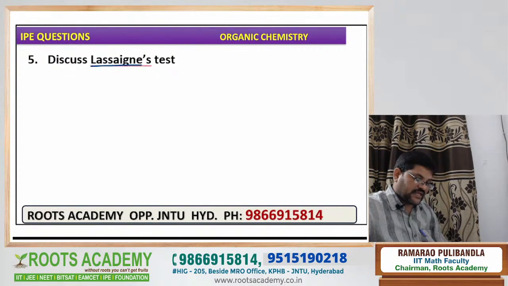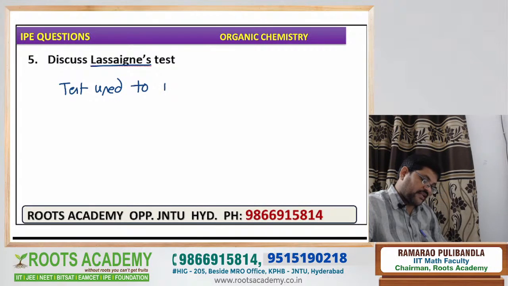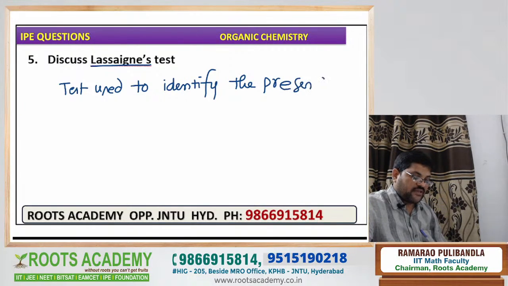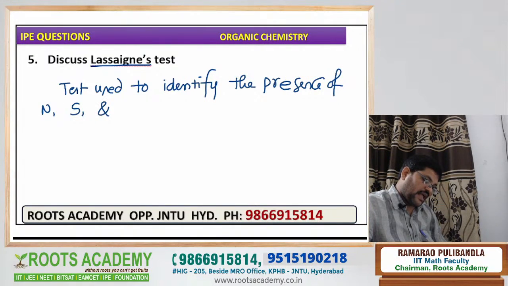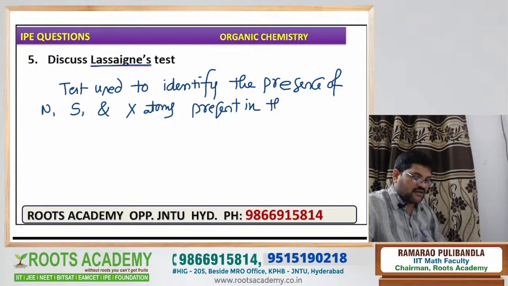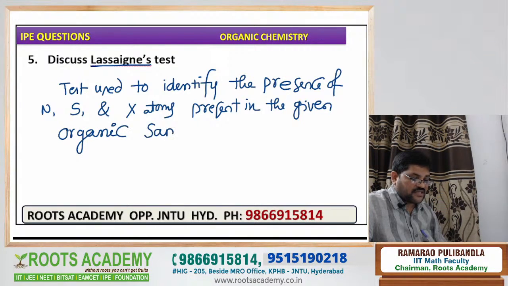Discuss the Lassaigne test. Simple explanation. The test is used to identify the presence of nitrogen, sulfur and halogen atoms present in the given organic sample.